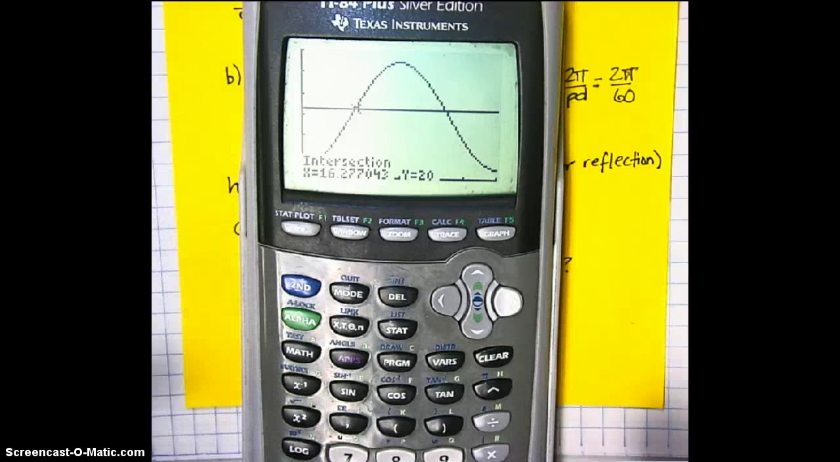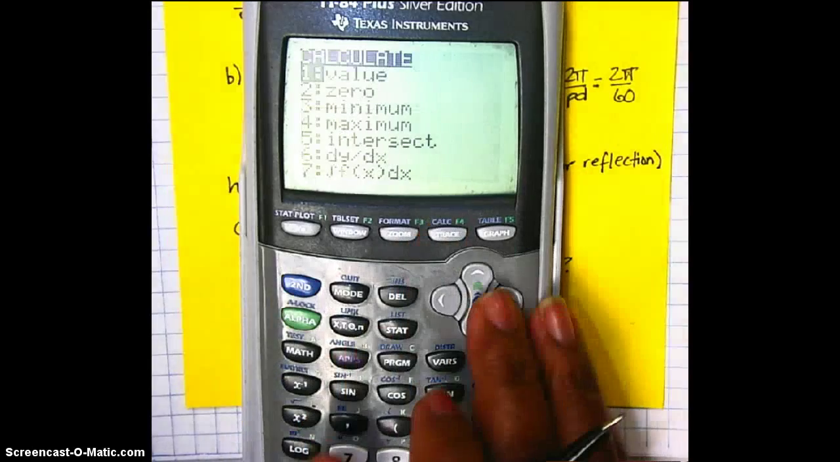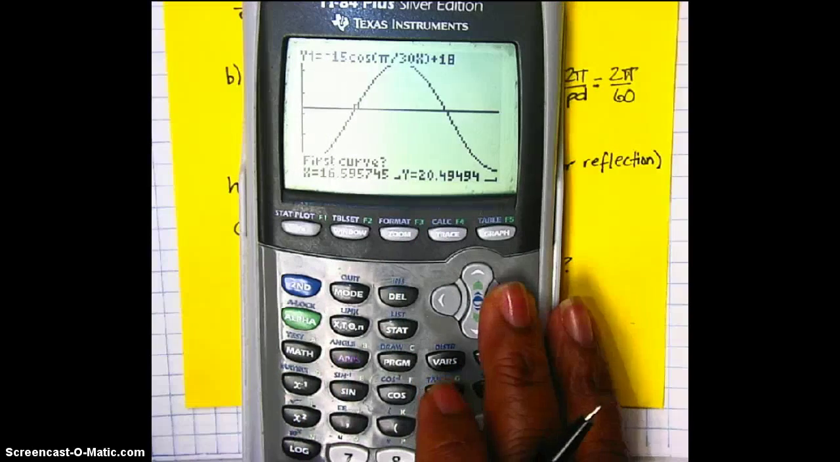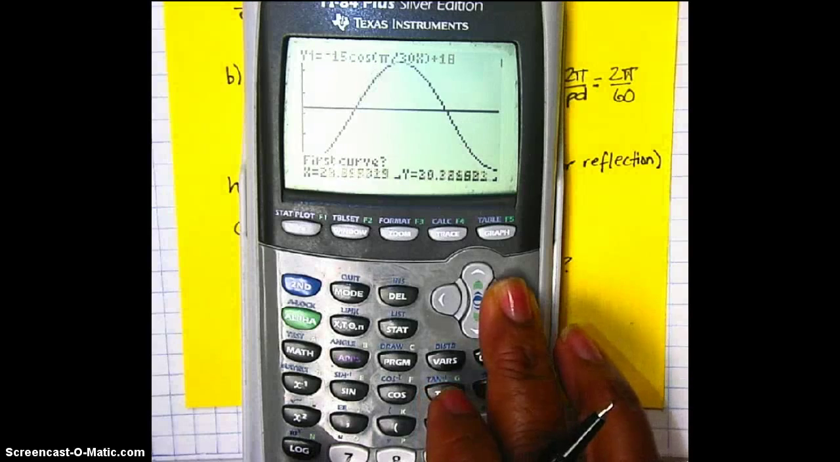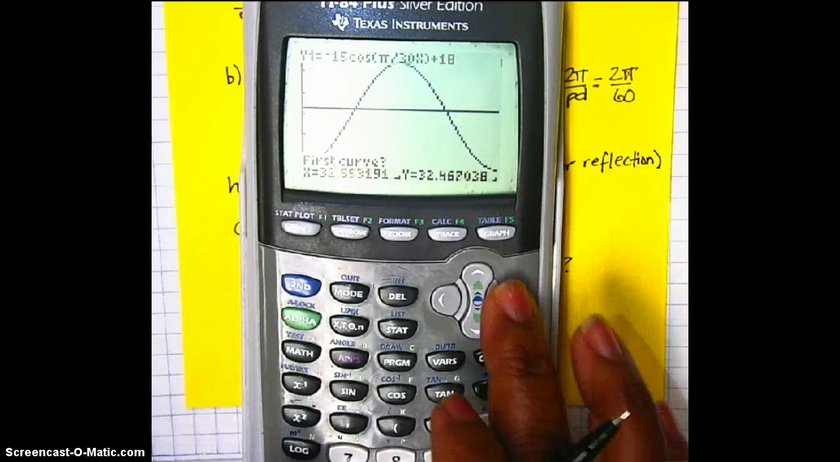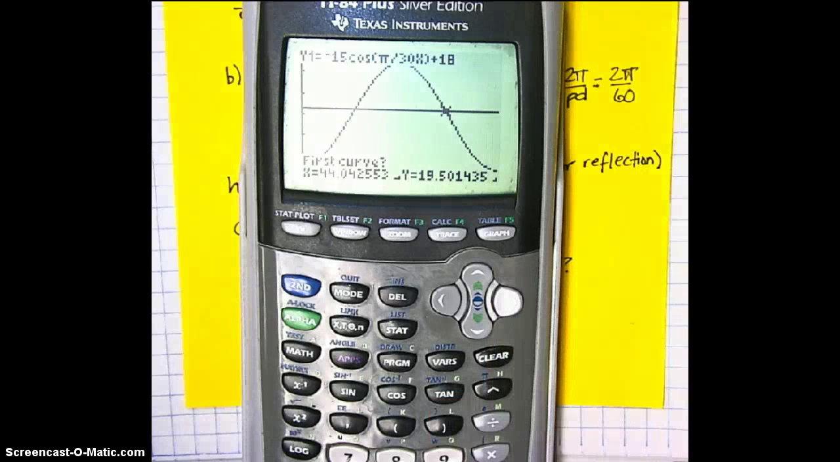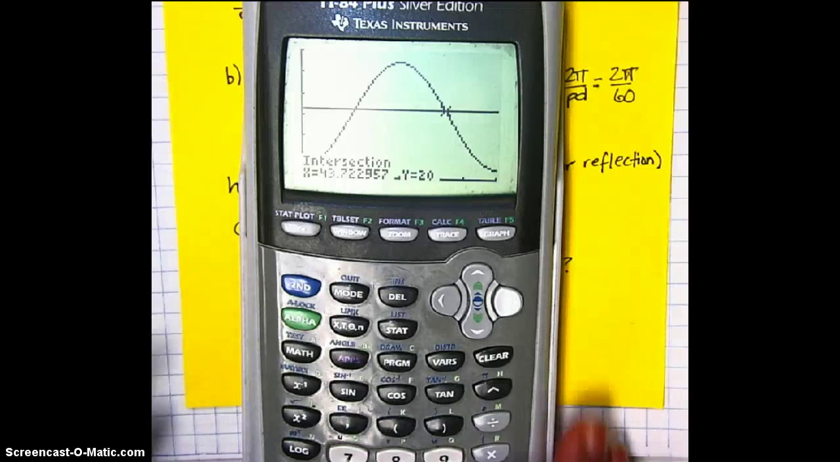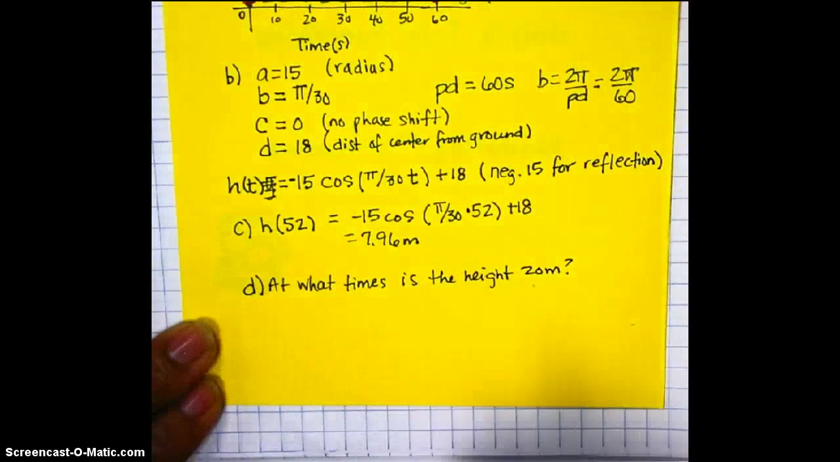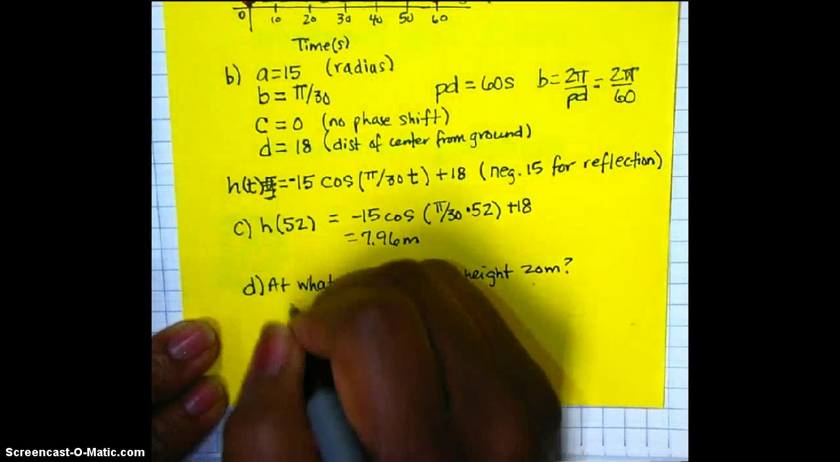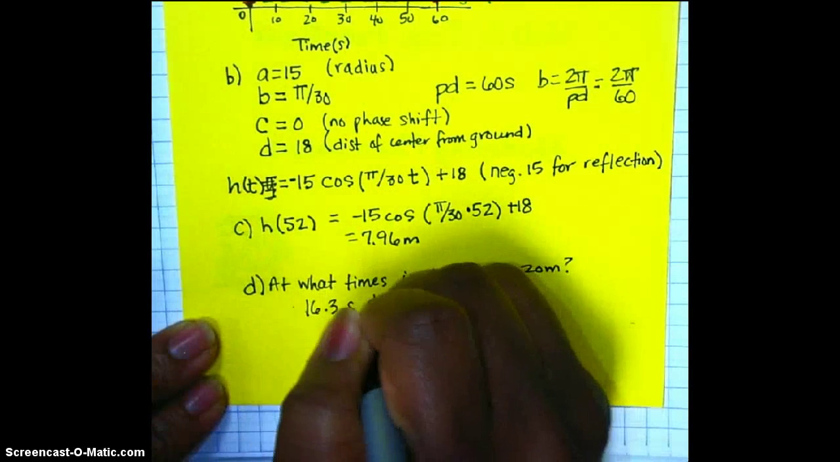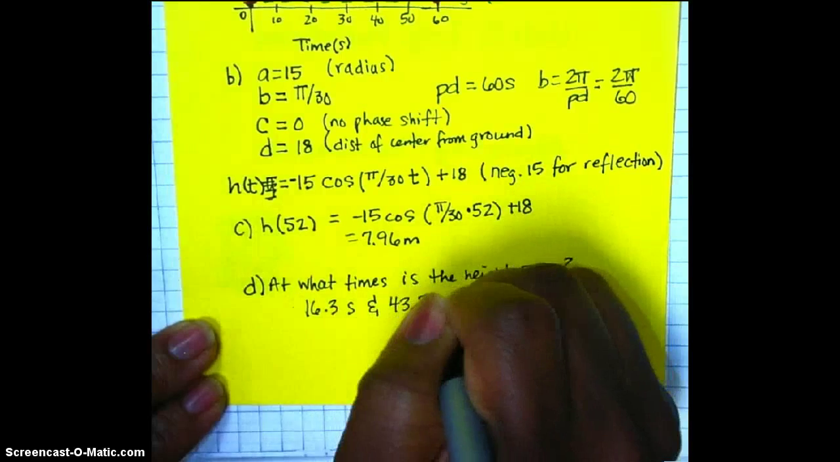Then I want to do it again for the other side, so I'm going to hit second and trace, 5 for intersect. This time I'm going to use the right arrow and make my way over to the other side of that curve. And once I get there, I'm going to press enter for the first curve, enter for the second curve, enter for guess, and it tells me it's about 43.7 seconds. And so there are 2 times along one cycle where we're at 20 meters off the ground, and that's at about 16.3 seconds, and again at about 43.7 seconds.